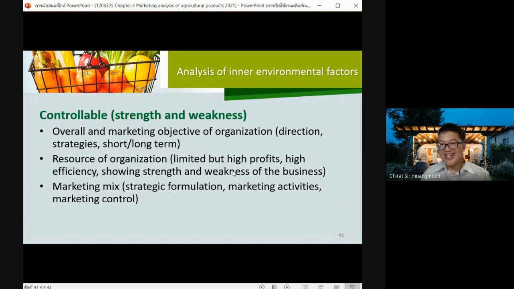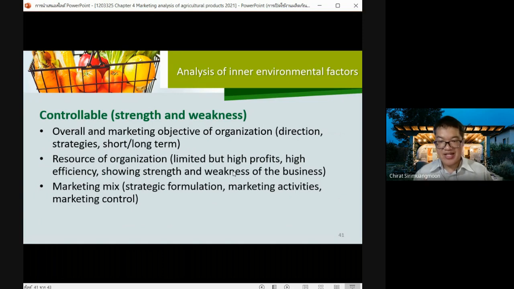So again, it's like SWOT analysis. Then you focus for strength and weakness. So the things that you can control. Strength is the good things that you have. Weakness is the point that you need to be improved. So in this case, strength and weakness is used for first, overall marketing objective of organization. So you need to analyze your company.